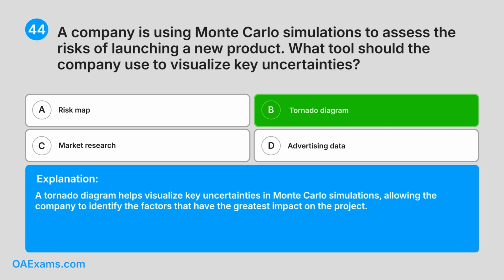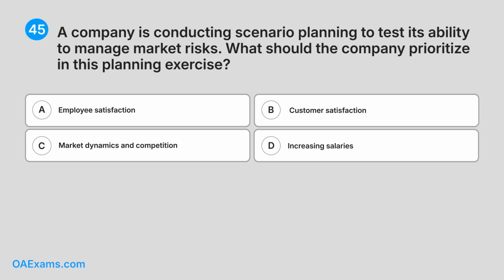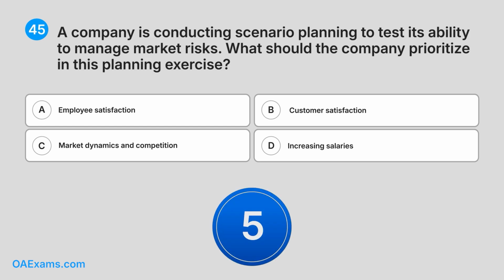Explanation. A tornado diagram helps visualize key uncertainties in Monte Carlo simulations, allowing the company to identify the factors that have the greatest impact on the project. 45. A company is conducting scenario planning to test its ability to manage market risks. What should the company prioritize in this planning exercise? A. Employee satisfaction. B. Customer satisfaction. C. Market dynamics and competition. D. Increasing salaries. Do you know the answer?